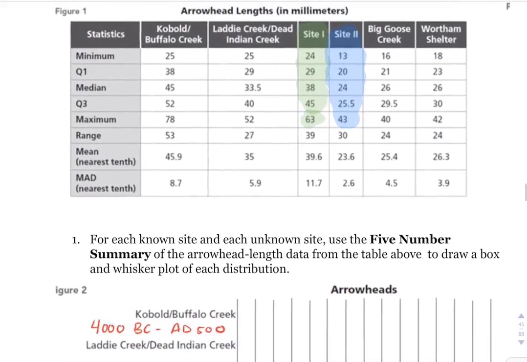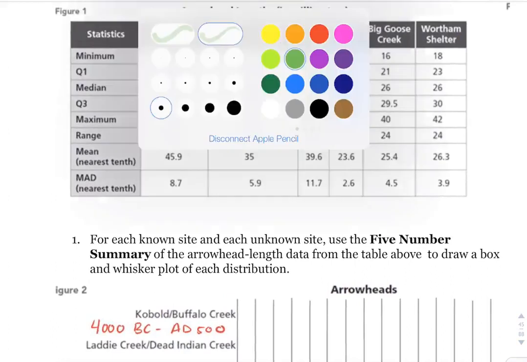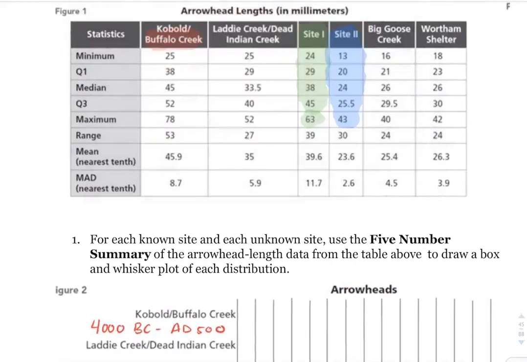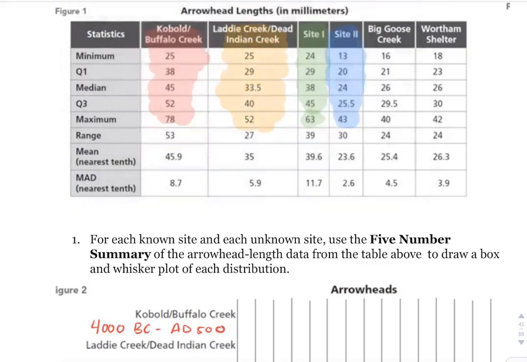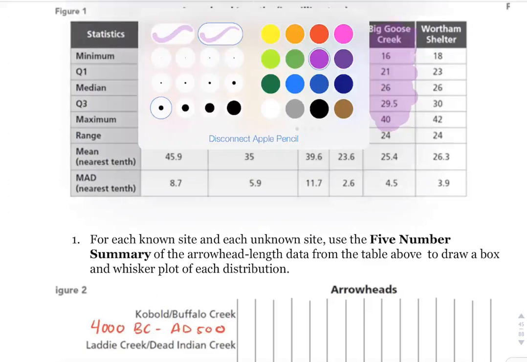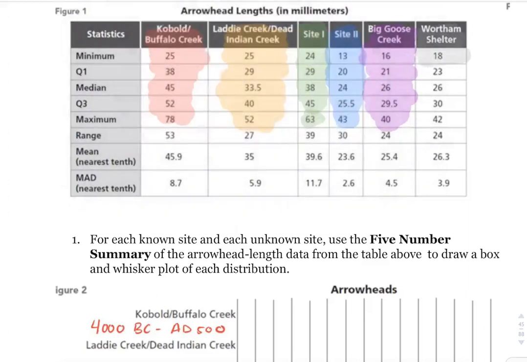So using some data that they already have, there is a site at Buffalo Creek, and there's a site at Dead Indian Creek or Laddie Creek, and there is a site at Big Goose Creek and Wortham Shelter. They already have the data from those other sites, and they're going to use the new data and compare it to some of the known data to make some inferences about when these two sites were settled.